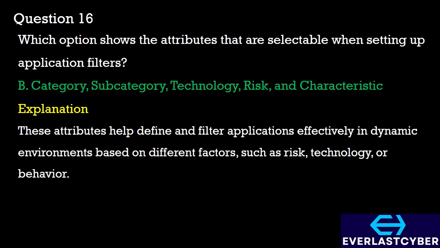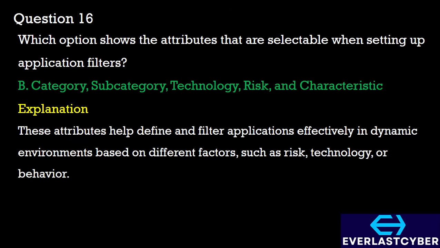When setting up application filters on a Palo Alto Networks firewall, you can select the following attributes to define the filter. You can select category. This is the general classification of the application, so it can be a business system or multimedia. The subcategory is a more specific classification within the category, so this could be, for instance, office programs within business systems. The technology option is the underlying technology that is used by the application, for instance, SSL or HTTP. Risk is the potential security risk level associated with the application, and this could be high, medium, or low.